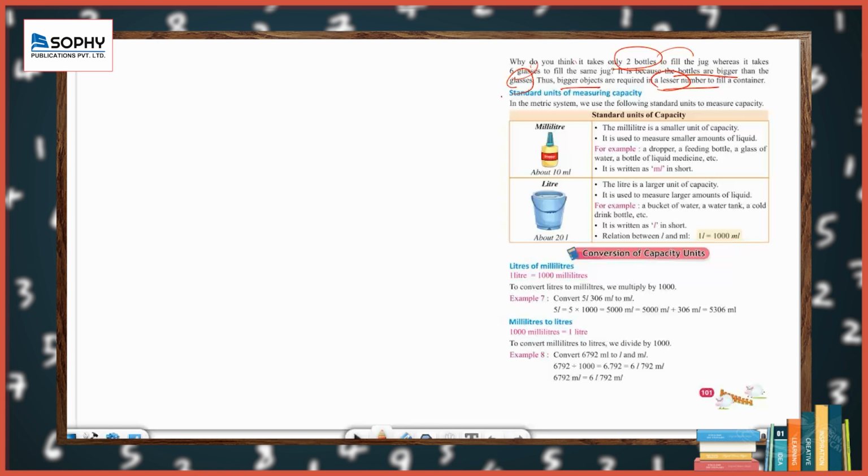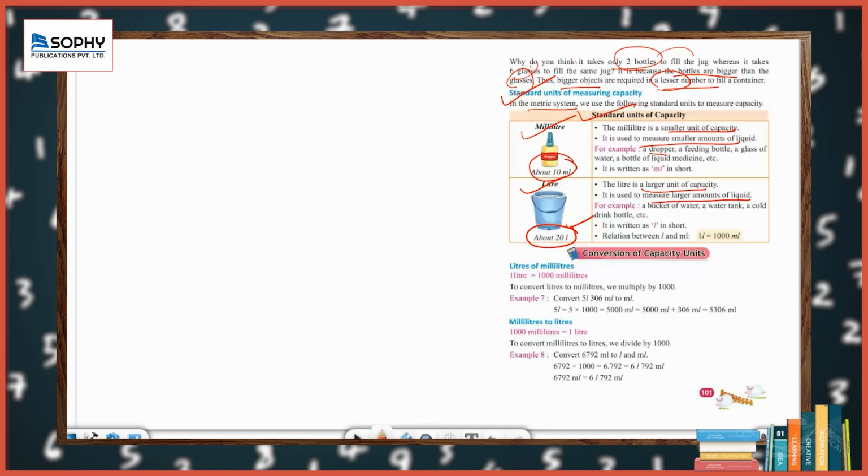Now let's look at the standard units of measuring capacity. In the metric system, we use the following standard units to measure capacity. Standard units of capacity are milliliter and liter. Milliliter is a smaller unit of capacity, liter is a larger unit of capacity. Milliliter is used to measure small amounts of liquid, but liter is used to measure larger amounts of liquid.